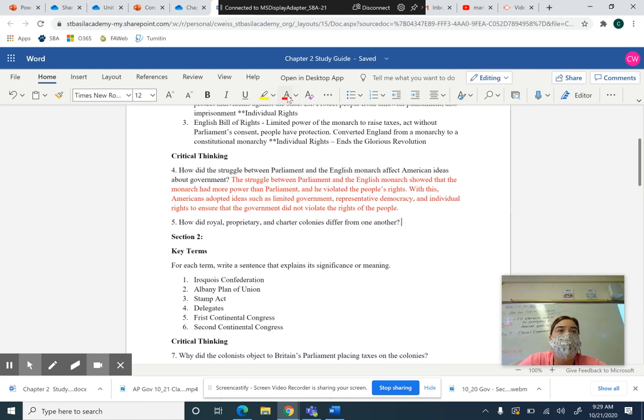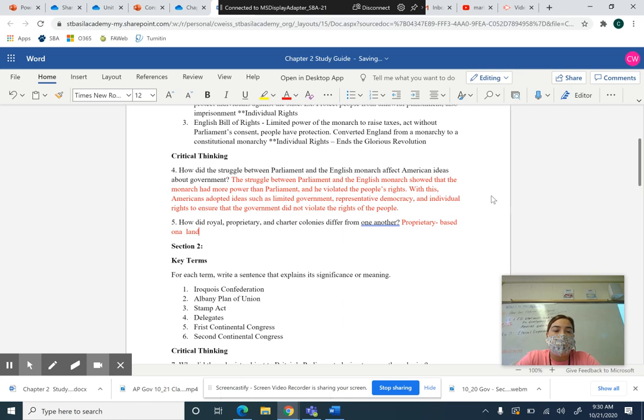Go ahead, Morgan. Proprietary was based on the grant led by Thomas Monmouth. Excellent. Proprietary was based on a land grant from the monarch, basically naming the proprietor to be the king of the colony. In addition to that, it was interesting because they had a unicameral legislature that was elected by the people, right? So that's the proprietary colony.